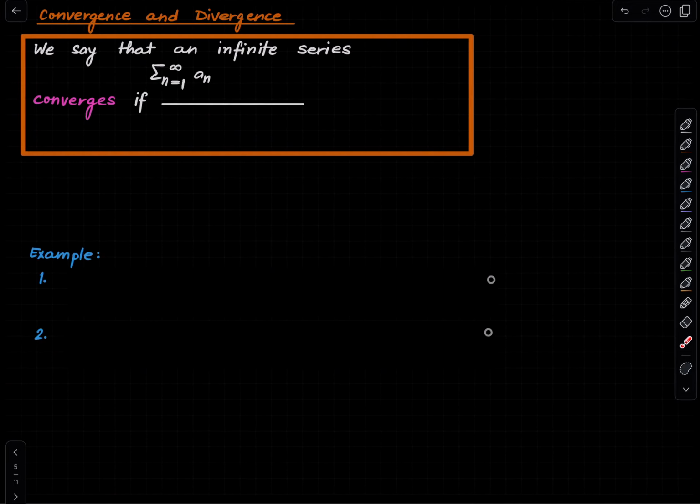And now the thing will have some real content. So suppose we have an infinite series. Let's say the infinite series is this guy. Then we say that this thing converges if the corresponding sequence of nth partial sums converges.